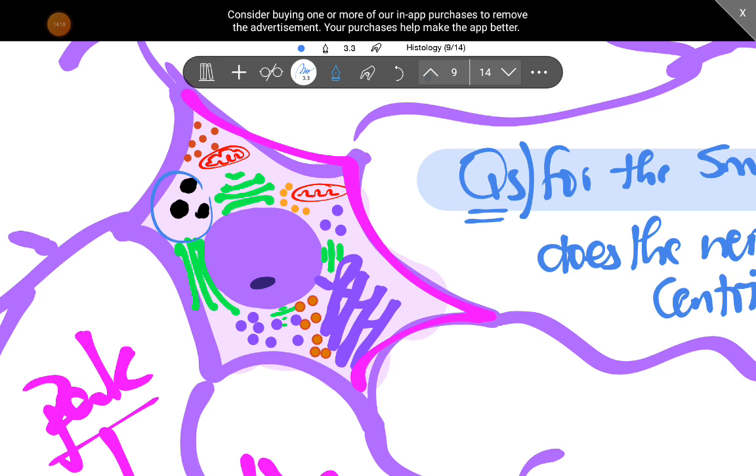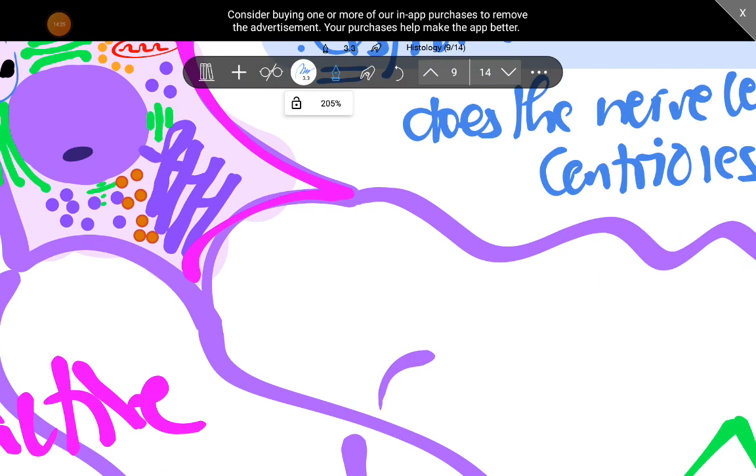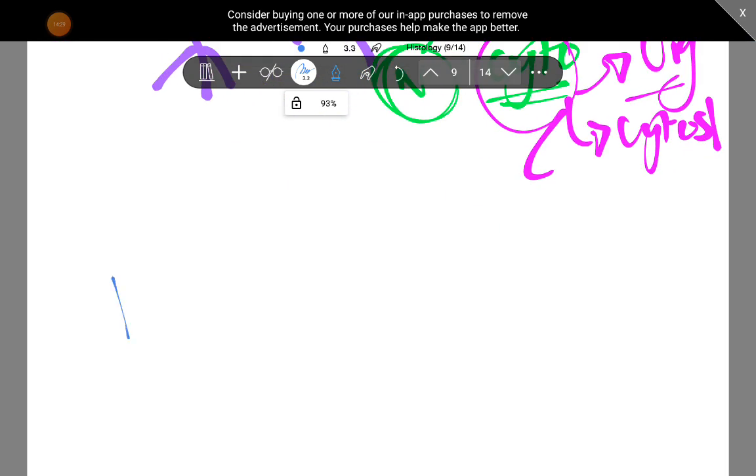Does it have any centrioles? No centrioles here, baby. We don't do this here. What about the cytoskeleton? Of course, I did not draw it, but we have 2 types of the cytoskeleton. One, we have the neurofilaments.